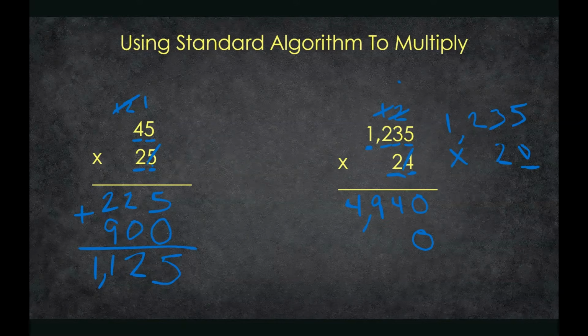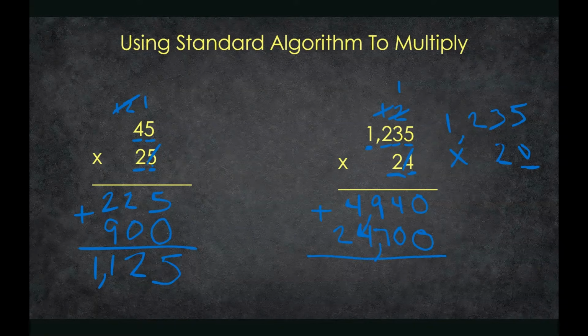2 times 5 is 10. 2 times 3 is 6, plus 1, 7. 2 times 2 is 4. And then 2 times 1 is 2. And that gives me 24,700 for that part.